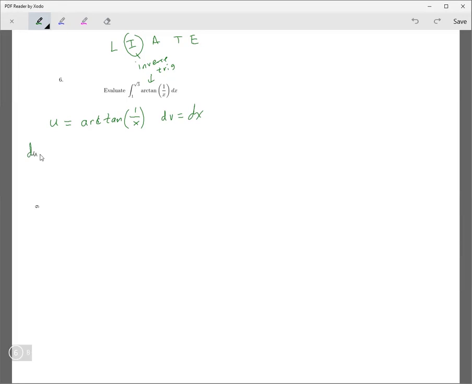Okay, so du will be the derivative of this. So recall that the derivative of the inverse tangent is 1 over 1 plus x squared, right? So I'm just using this formula here, which is the arctangent is the same as inverse tangent. It's just written differently. So this will be 1 over 1 plus, this is a 1 over x instead of an x though, so it's 1 over x squared. I'm just plugging the 1 over x into here. Then we need to take the derivative of this part.